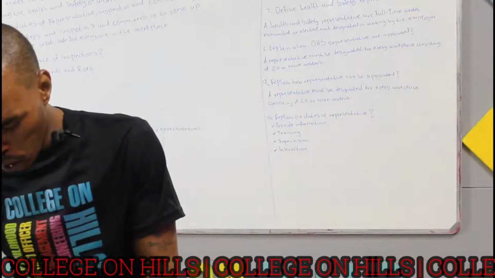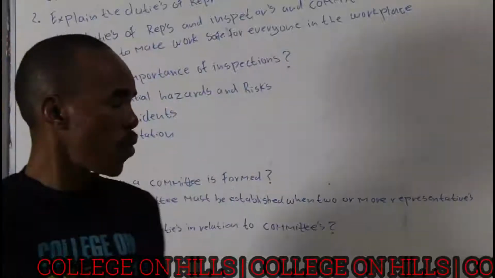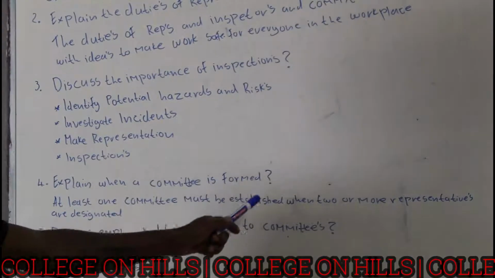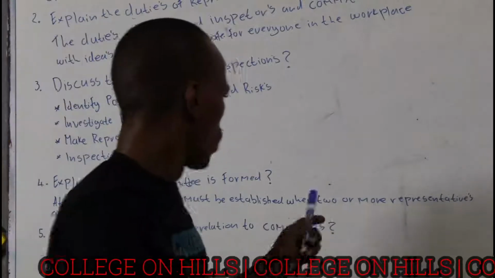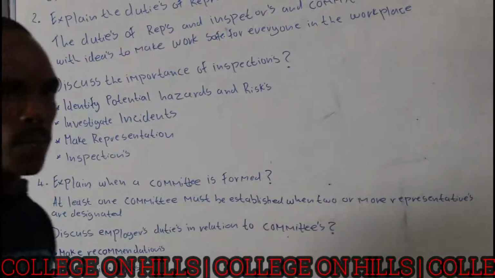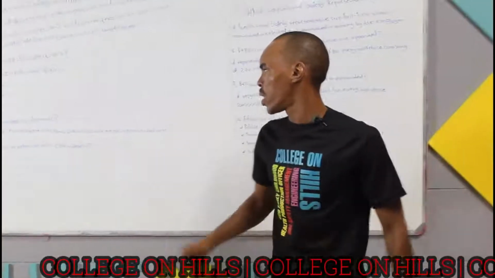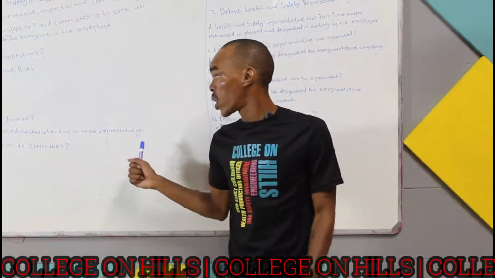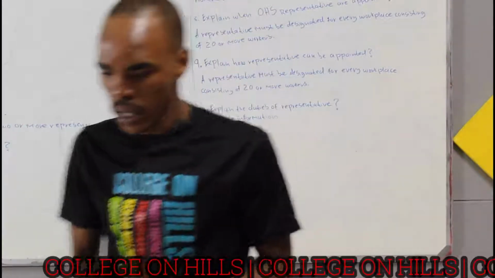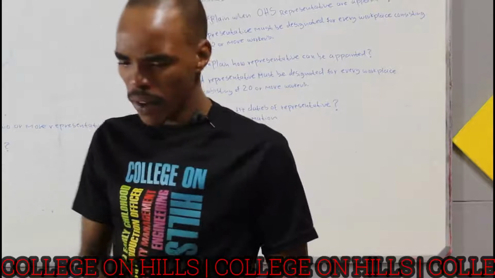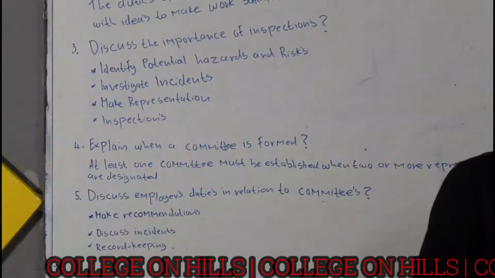So for question number 4, explain when a committee is formed. At least one committee must be established when 2 or more representatives are designated. So at least one committee must be established when one or more representatives are designated. Yes. And then for number 5, explain employers' duties in relation to committees.